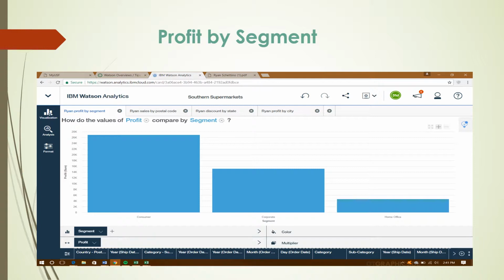This analytic is also meaningful because it lets companies know the profit they earn based on each segment. For example, the home office segment provides companies with the least amount of total profit, so it doesn't make sense to put all their focus on that segment of the market. Based off the data in the graph above, it might make sense for supermarkets to try and target the corporate segment of the market since it does provide the supermarkets with a profitable margin.